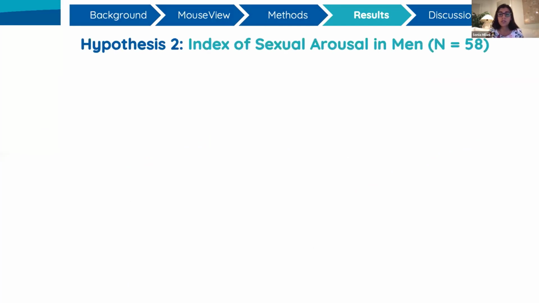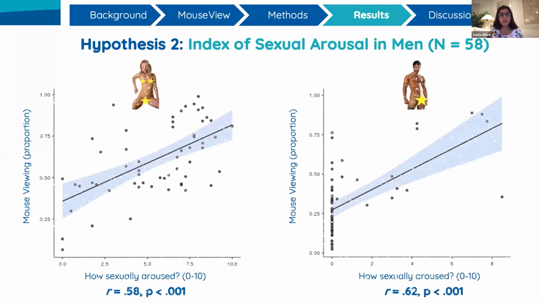And these strong associations are observed when we look at each gender separately. So for men in our sample, we see the same positive correlations for both male and female models. And as you can see on the graph on the right, for men viewing and rating male models, most data appear on the lower end of this scale. So low sexual arousal rating and less mouse viewing. And this is expected given our mostly heterosexual identifying sample.